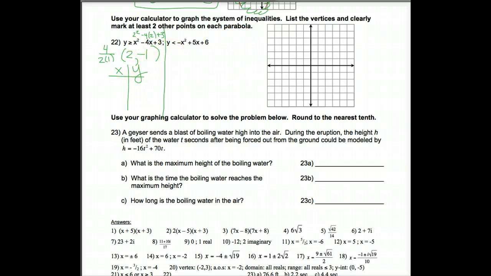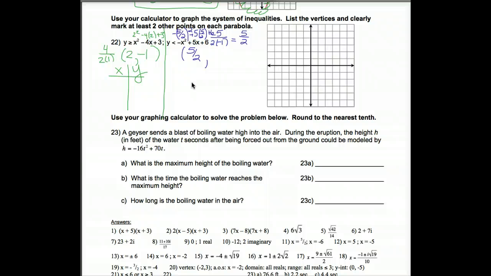I do both my vertexes first, so I move over here next to find my vertex. So opposite of b, opposite of 5 over 2 times a. So that's -5 over -2, which is +5/2. So that's the x-coordinate. Then plug that in to get the y. It's harder to plug in a fraction, but you should be able to do it. So opposite of 5/2 squared plus 5 times 5/2 plus 6 is what we're going to be plugging in. So you can use your calculator to help you if you need it.